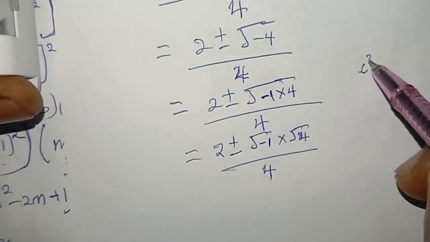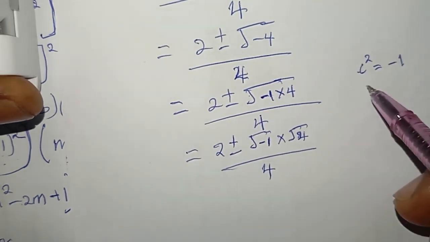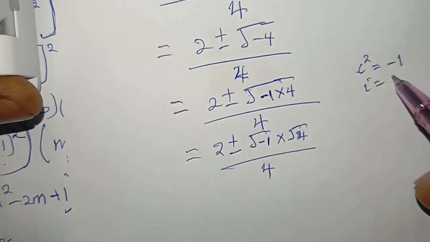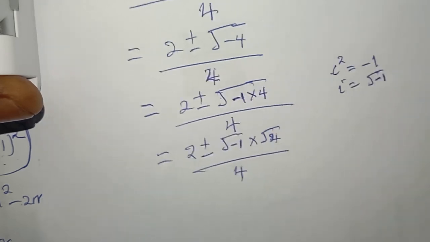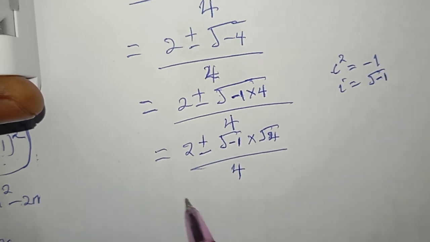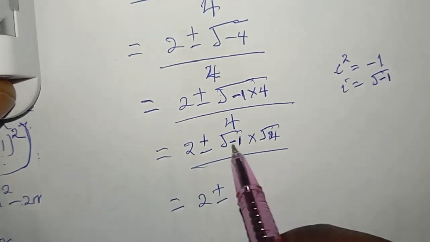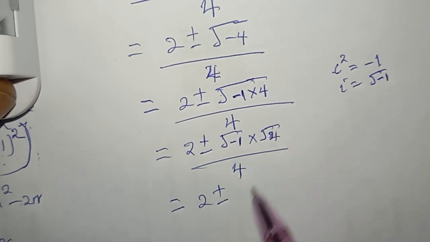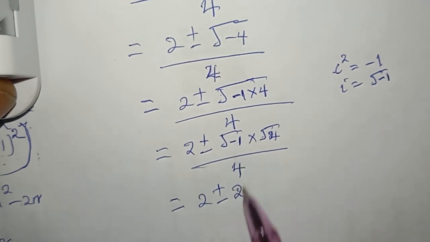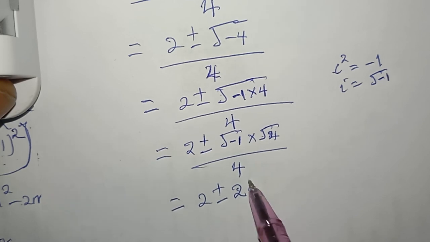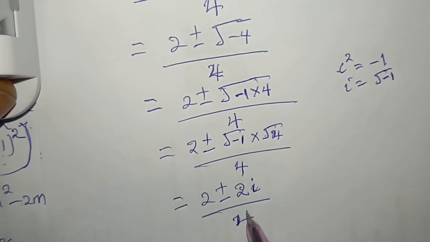So remember that i squared is equal to -1, so that i is now equal to the square root of -1. Utilizing that, what I have here will now be equal to 2 plus or minus, so this changes to i, and then of course this changes to 2. So let me write this first. Square root of 4 is 2, and then square root of -1 gives us i. So this is 2i divided by 4.